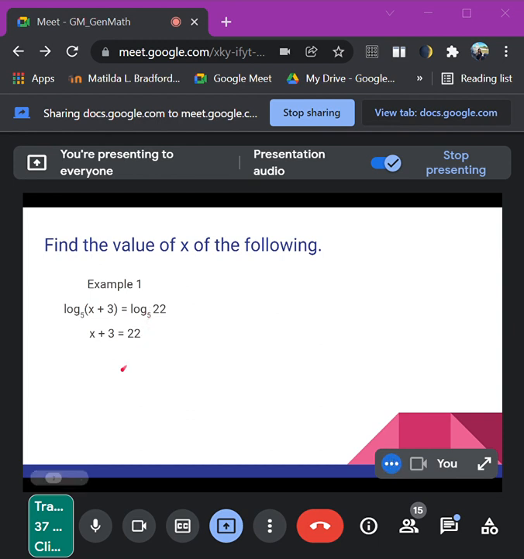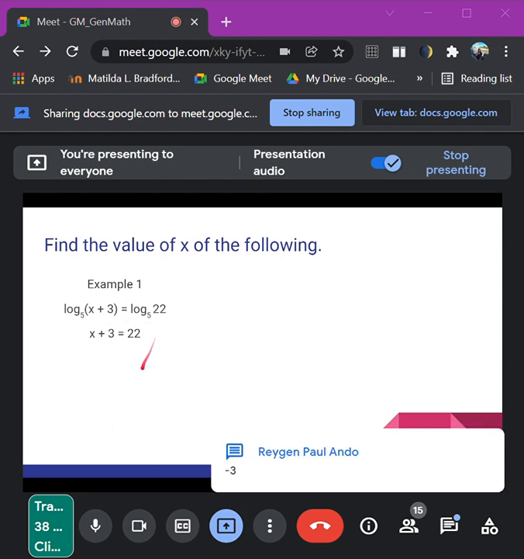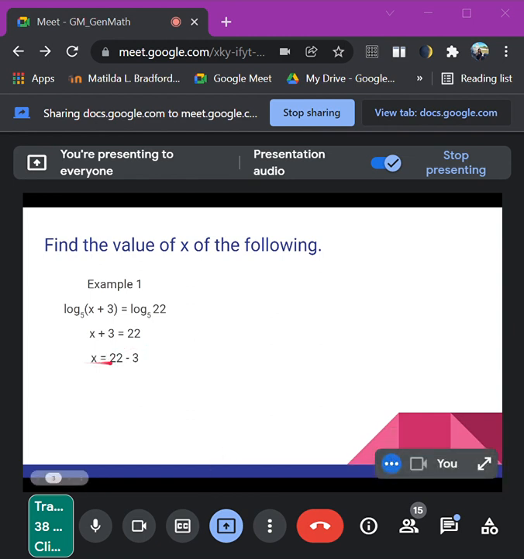Now, this time class, unsa may next natong buhaton? We can combine like terms, right? Since ang nabilin diha is x plus 3 is equals to 22 na lang. So here, we can transpose our positive 3 to the right side. So what will happen to positive 3? Mulabang man siya og equal symbol. So what will happen? Okay, it will become negative 3. So you have there x is equals to 22 minus 3.